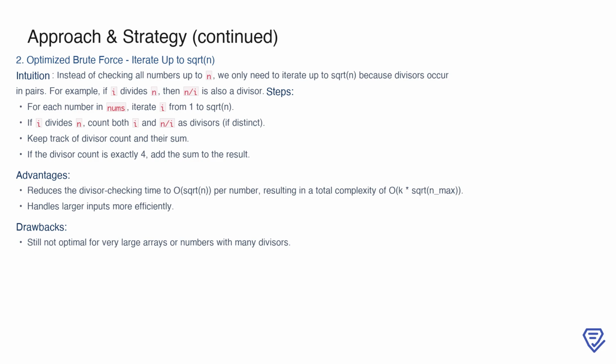This optimization reduces the time spent checking divisors for a single number to O(sqrt(n)), which gives us an overall complexity of O(k sqrt(n max)) for the entire array. This approach strikes a balance between performance and simplicity, allowing us to handle moderately large inputs without exceeding time limits. However, it still may not be ideal for very large arrays or numbers with many divisors.